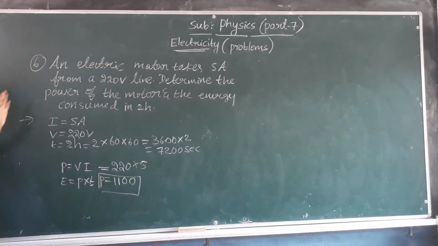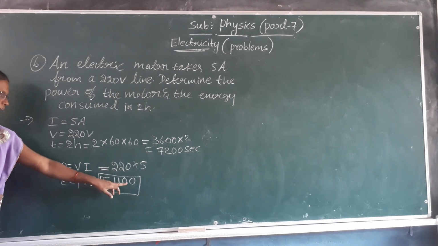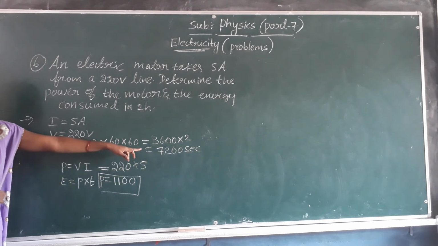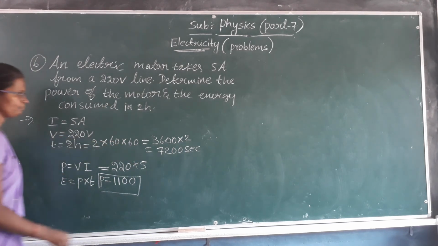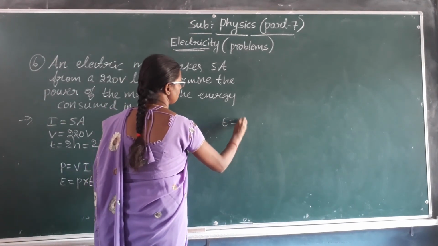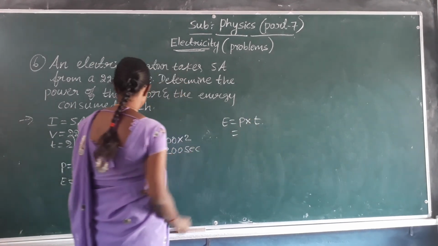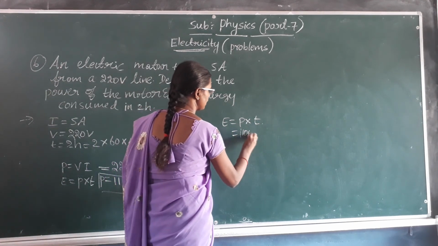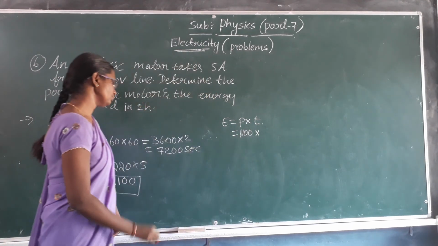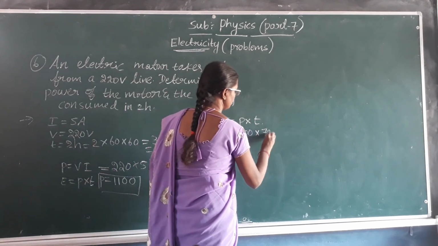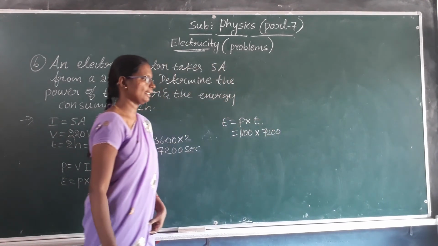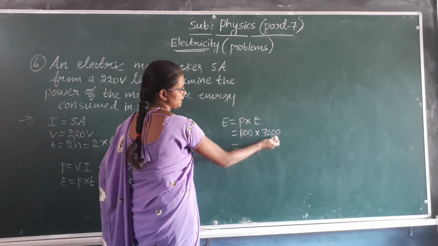So finally we have to calculate how much energy is consumed. The energy consumed formula is the product of power into time. That is E equal to P into time. So we found that P value is 1100 and T is 7200. Substitute values. So E is equal to P into T. P value 1100 into T value 7200. So leave the zeros.